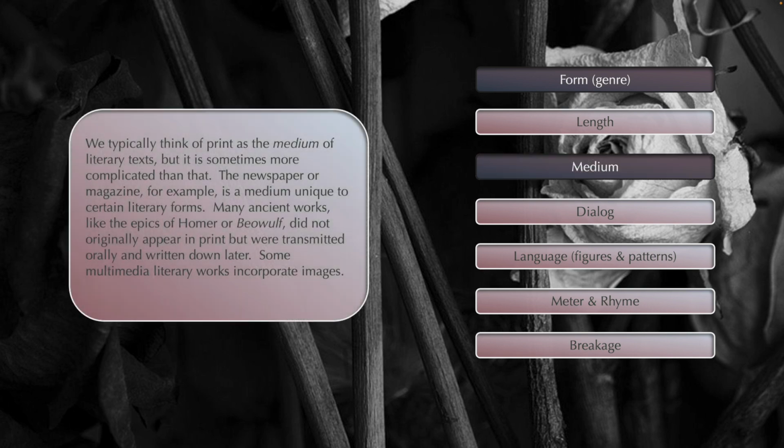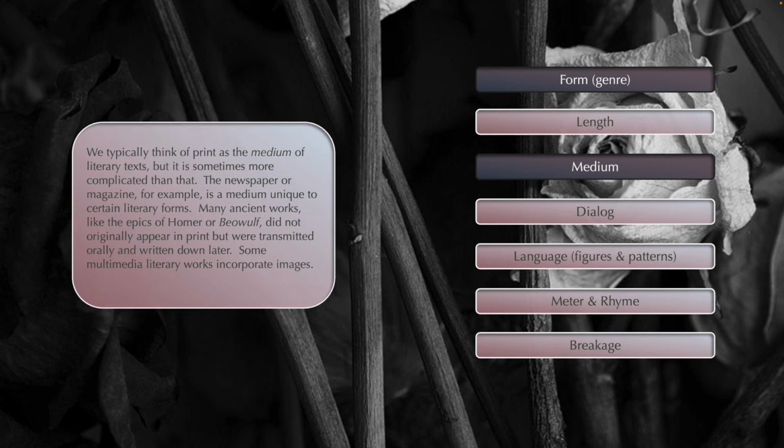So medium, we typically think of print as the medium of literary texts, but it is sometimes a lot more complicated than that. It often is. The newspaper or magazine, for example, is a medium unique to certain literary forms, like short fiction. Many ancient works, like the epics of Homer or Beowulf, did not originally appear in print, but were transmitted orally and written down later. Some multimedia literary works incorporate images.